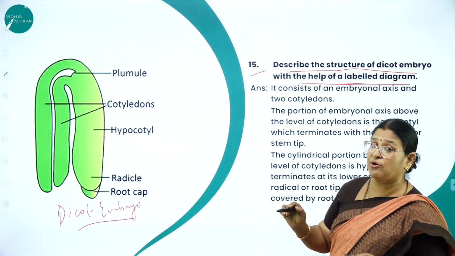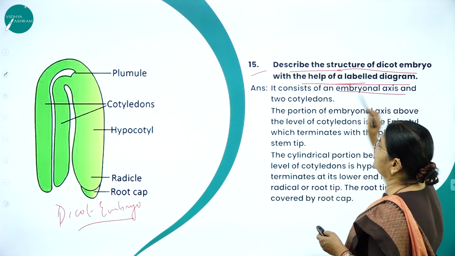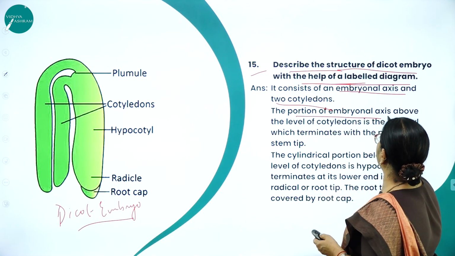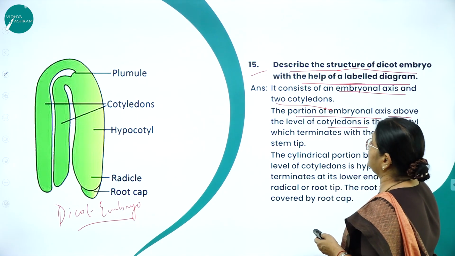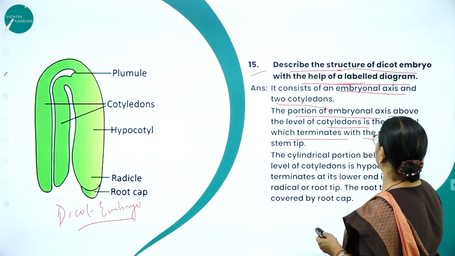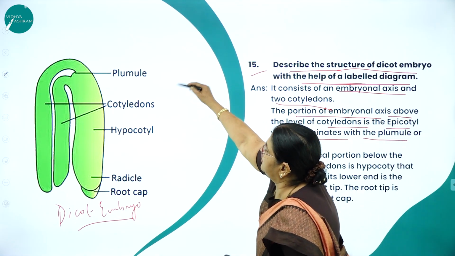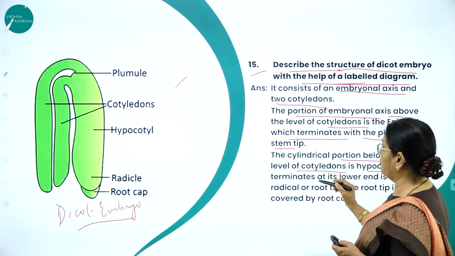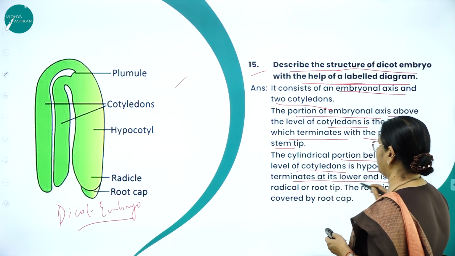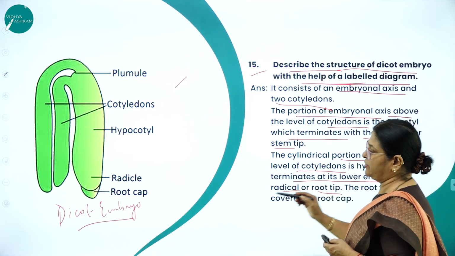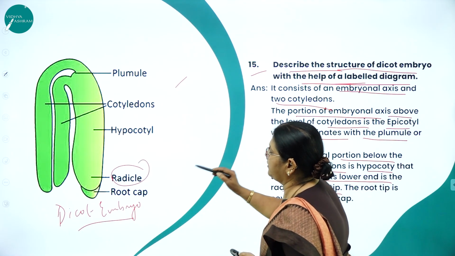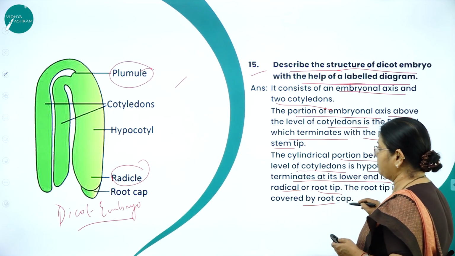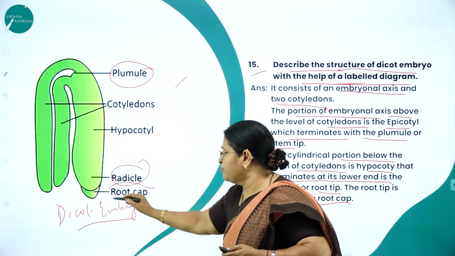So what does the dicot embryo consist of? It consists of an embryonal axis with 2 cotyledons, hence the name dicot. The portion of the embryonal axis above the level of the cotyledon is the epicotyl, which terminates with the plumule or stem tip. So this part. Then the cylindrical portion below the level of the cotyledon is known as the hypocotyl. That terminates at its lower end in the radicle or root tip. Here you can see the radicle or the root tip. Here it is the plumule. Then the root tip is covered by the root cap, which is like a protection.